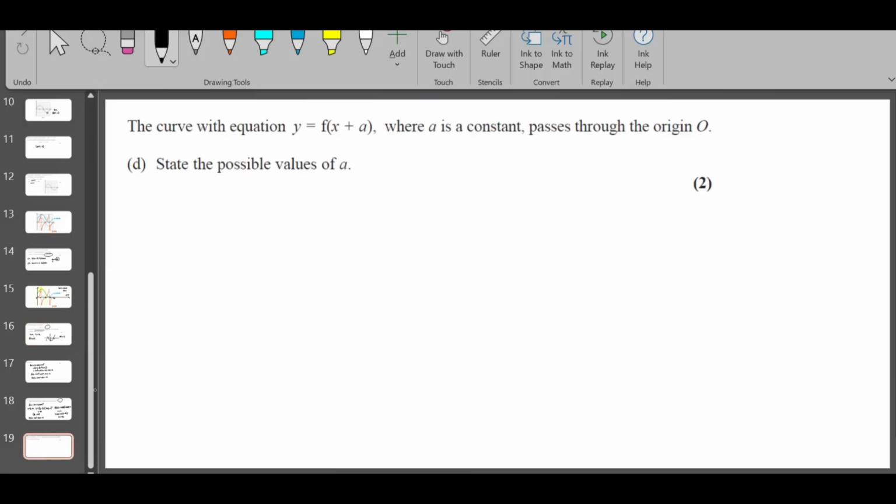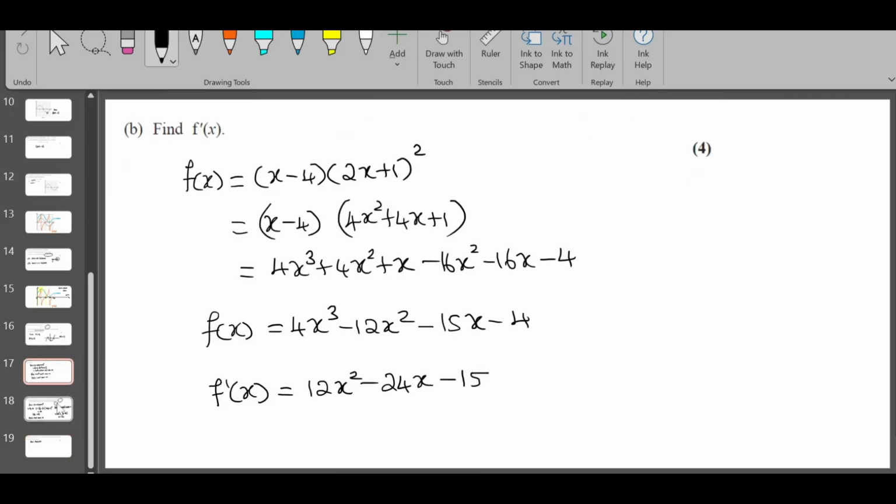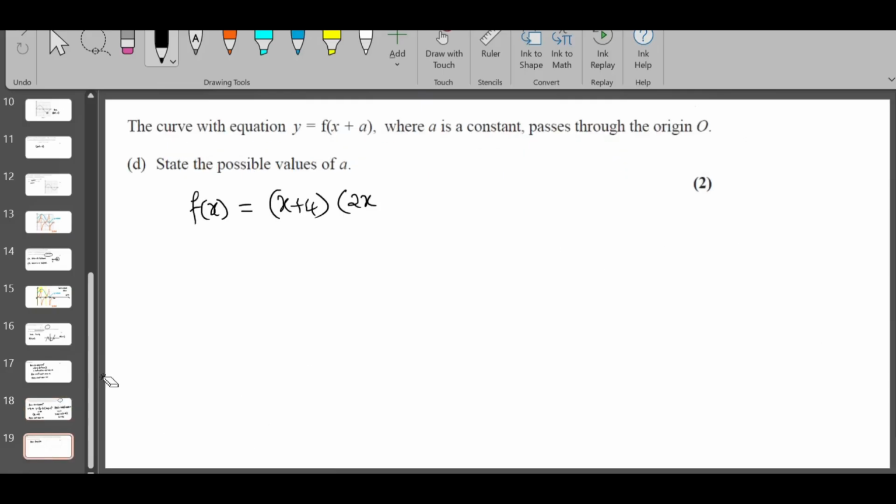Part D now. The curve with the equation f of x plus a. We have f of x, which is x minus 4 times 2x plus 1 whole square. Now they are talking about f of x plus a. It's a translation along the x-axis. If a is a positive number, it's a translation to the left side. If a is negative, it's a translation to the right side, right? So there are two translations involved depending on the value of a.